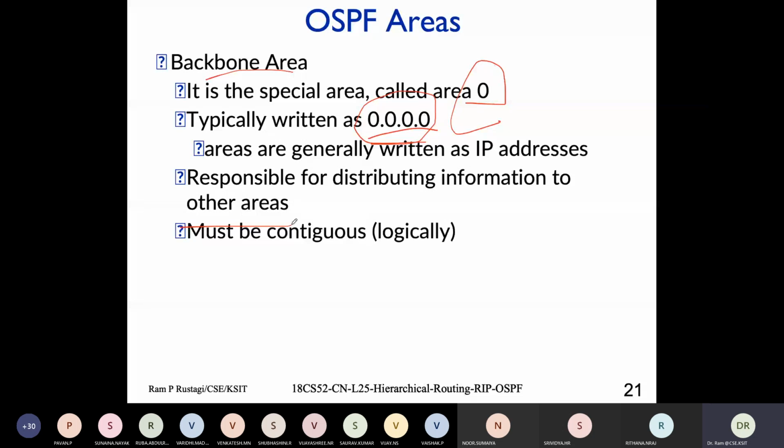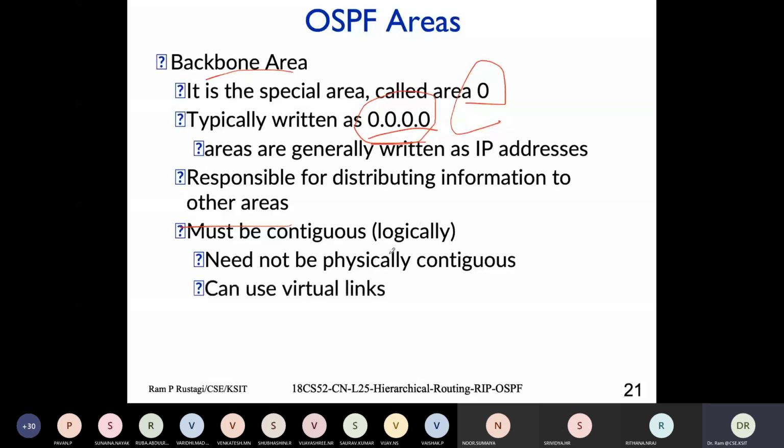Each area has to be connected to the backbone area. If it is not directly connected physically, it may connect via other areas, but logically you set it up using virtual links. But two areas, even though they may be connected physically, don't talk to each other. Each other area talks only to the backbone area.